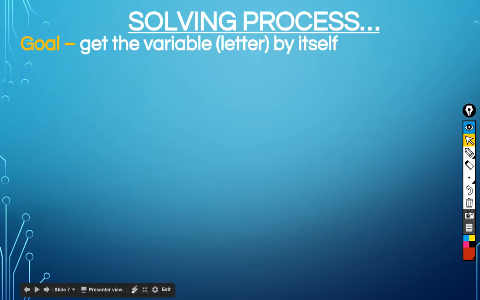So the ultimate goal, anytime you have to solve for a variable, you have to get the variable letter by itself. That is the most important thing. So anytime you're looking at something like, you got to solve for x or y or whatever the letter is, that is your goal. That is going to be the end result. That's how you solve the answer.